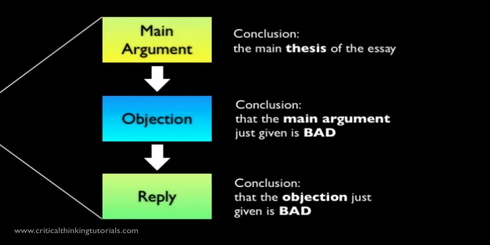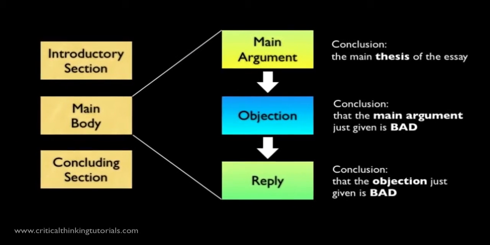It's important to remember that the objection is a distinct argument, and the reply is another distinct argument. The conclusion of the objection is that your main argument is a bad argument. The conclusion of your reply is that the objection just given is a bad objection. So the main body of your argumentative essay is actually going to contain at least 3 distinct arguments: a main argument, an objection, and a reply. This is where we get the minimal 5-part structure.